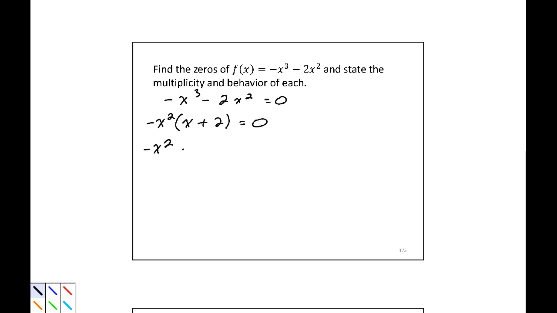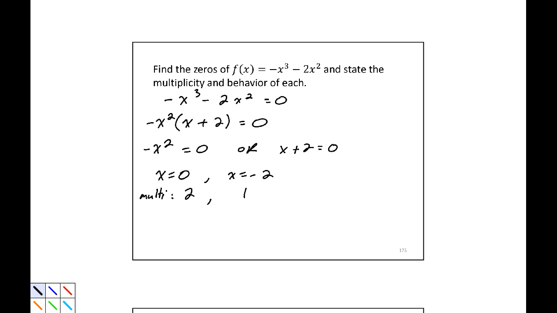Now we can set each of those equal to 0. Negative x squared equals 0, or x plus 2 equals 0. Now the exponent on this x squared actually tells us the multiplicity. So this first one, if we solve negative x squared equals 0, we see that x equals 0 with a multiplicity of 2, because it is squared. Now the other equation, x plus 2 equals 0, shows us that x equals negative 2 with a multiplicity of 1, because it is an x to the first power.